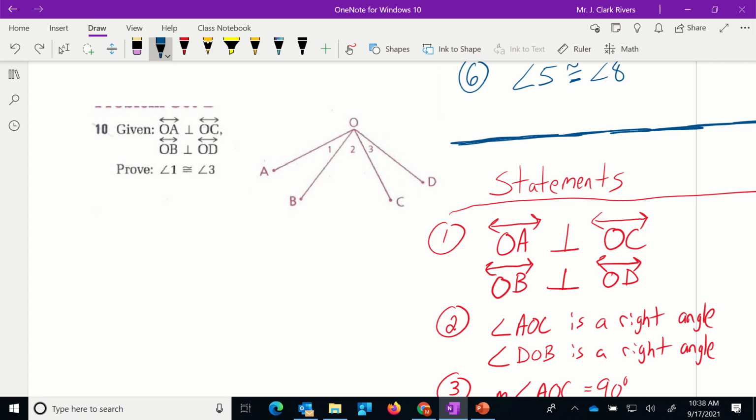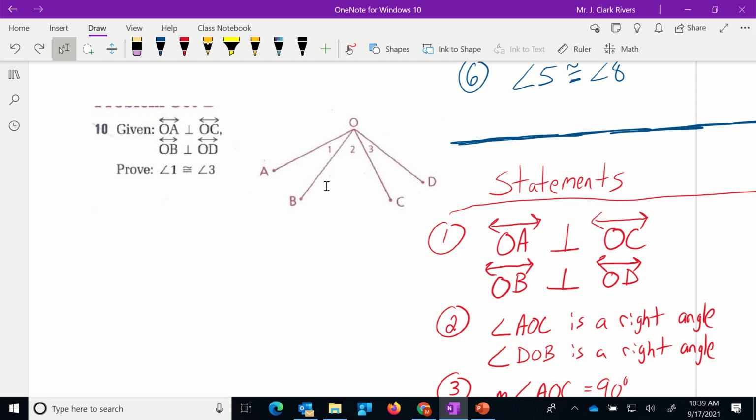Also, OB, which is right here, is perpendicular to OD, which is right there. So angle 2 and angle 3 are also complementary. So 1 is complementary to 2, 3 is complementary to 2. What are we trying to prove? We're trying to prove 1 is congruent to 3. They have to be congruent because angles that have the same complement are congruent.